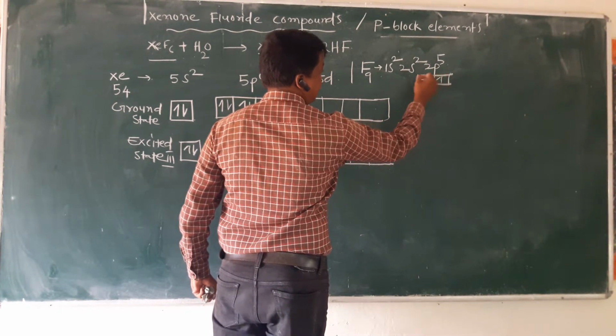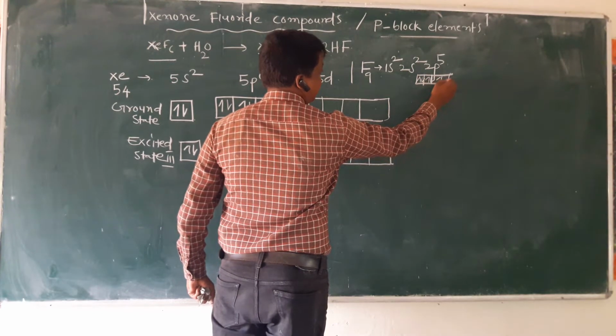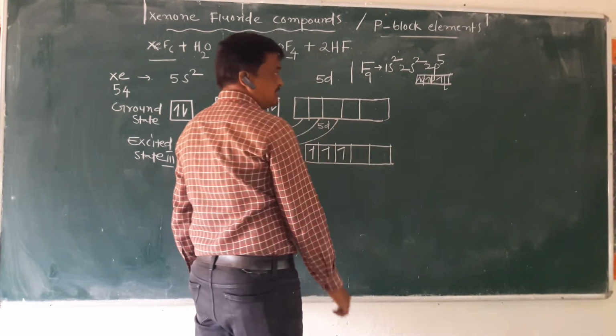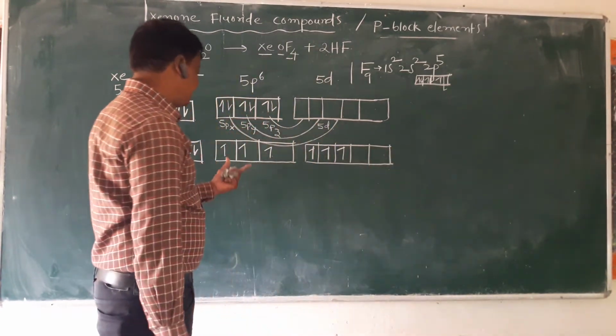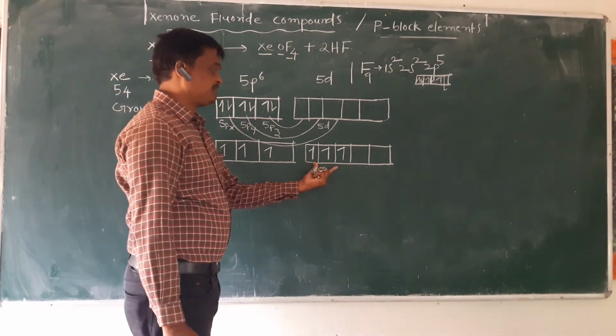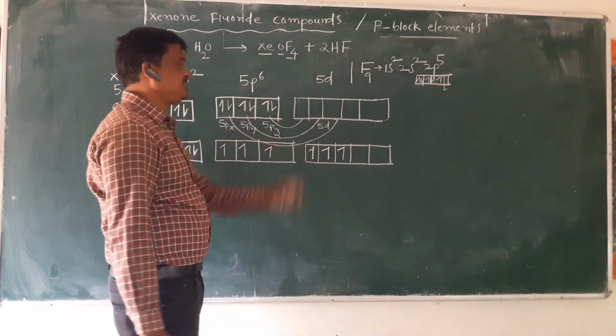1, 2, 3, 4, 5. Here one unpaired electron is there. This one unpaired electron is received from one electron of xenon, 5p3 and 5d3, to form xenon oxytetrafluoride.